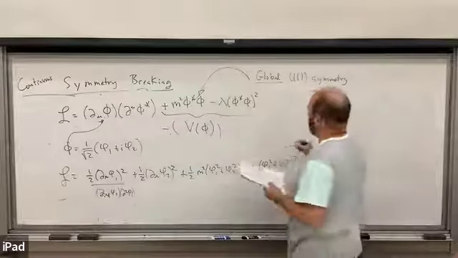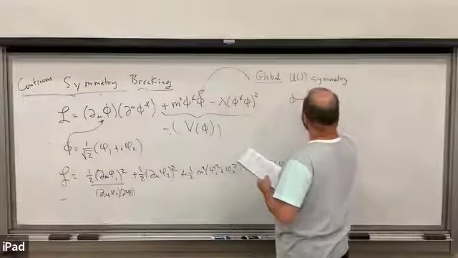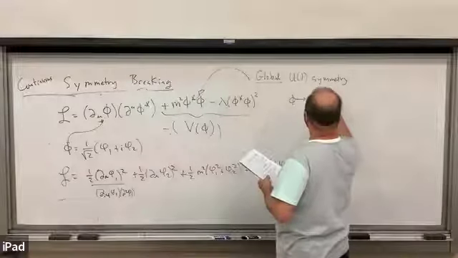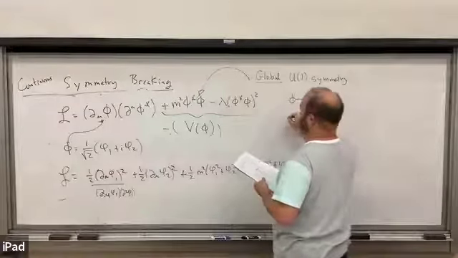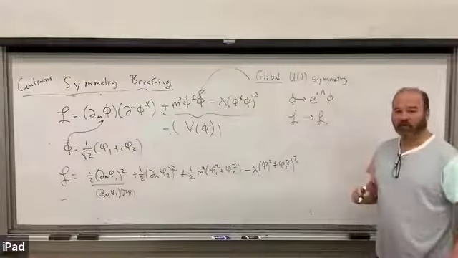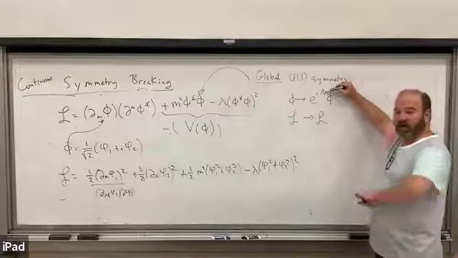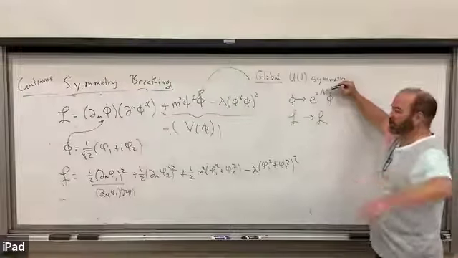What does that mean? That means that if I take my phi and I let it go to e to the I lambda phi like this, the Lagrange density remains the same, right? This is a constant. That's why it's global. This is the same constant everywhere in space-time.